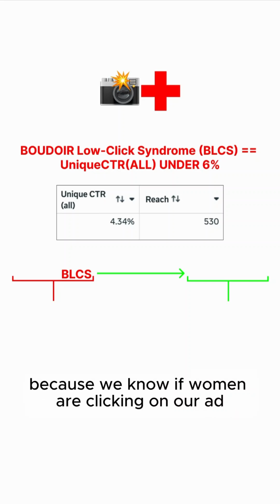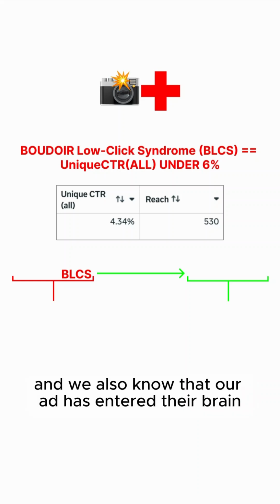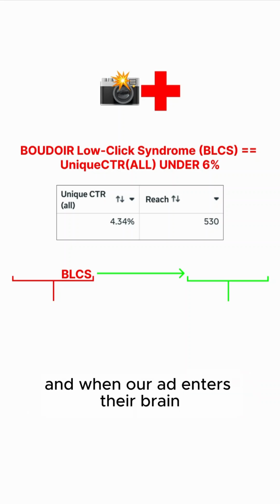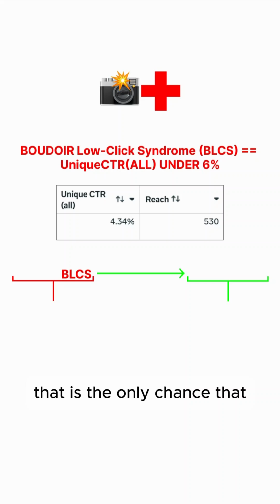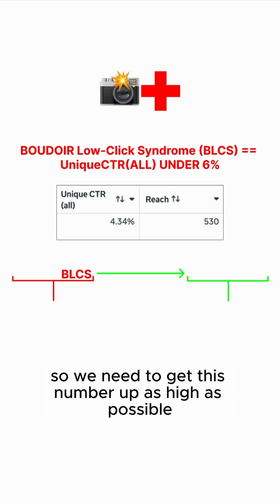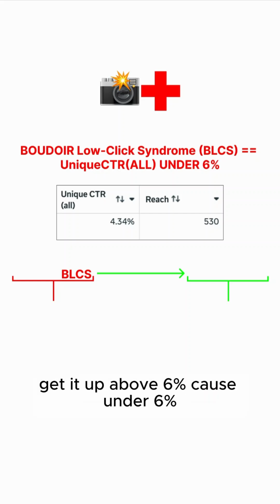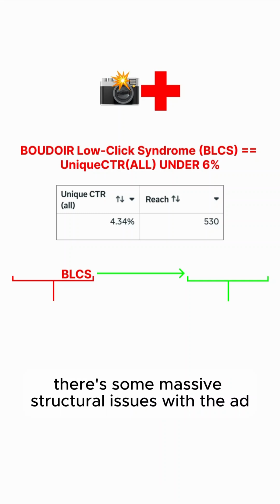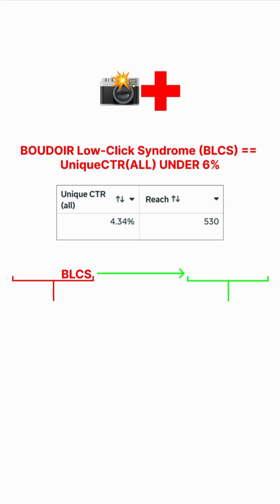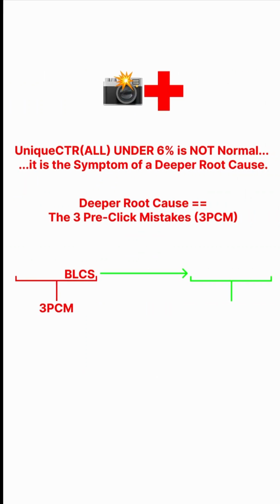We care about this because if women are clicking on our ad, then they're not scrolling by. We also know that our ad has entered their brain. And when our ad enters their brain, that is the only chance that them buying from us is greater than 0%. So we need to get this number up as high as possible, obviously above 6%, because under 6% there are some massive structural issues with the ad. It should never be below 6%. 6% is like the bare minimum.